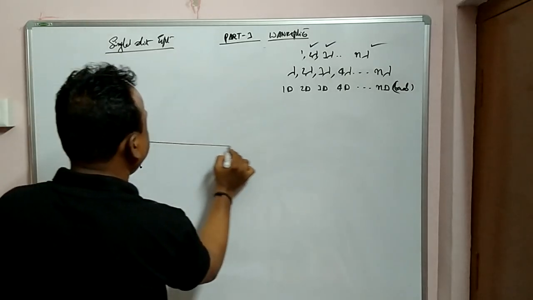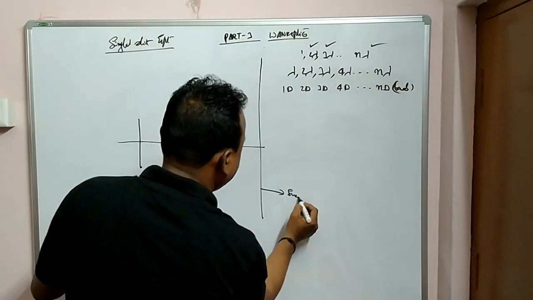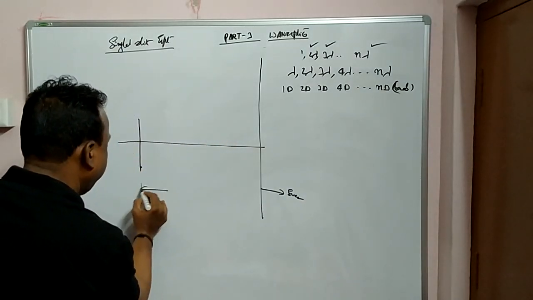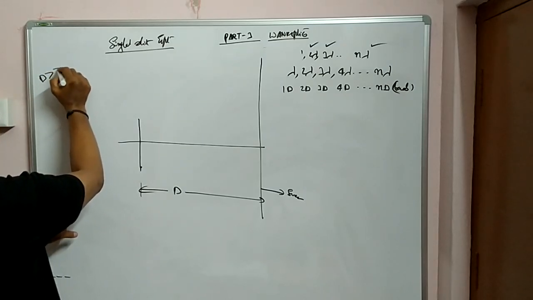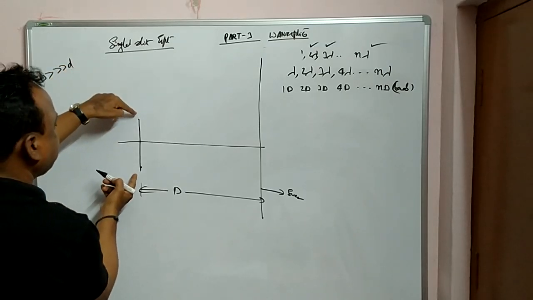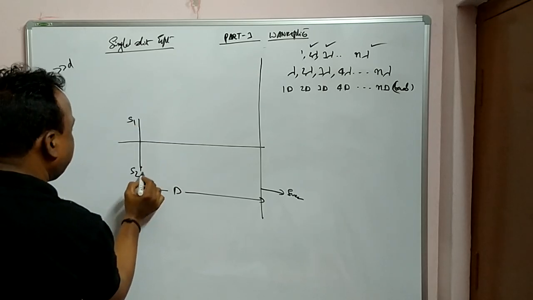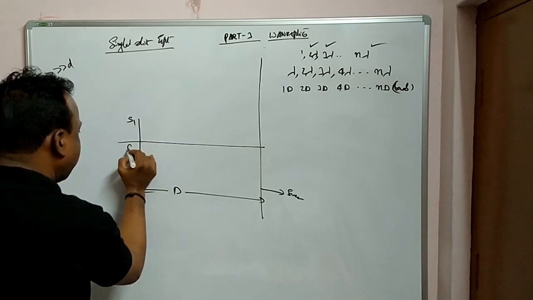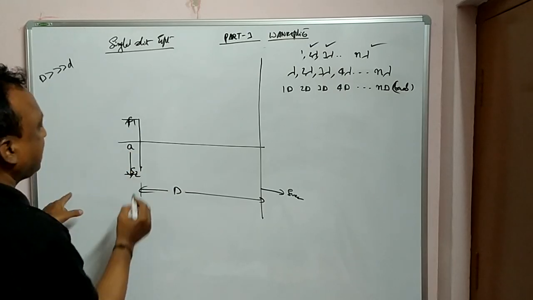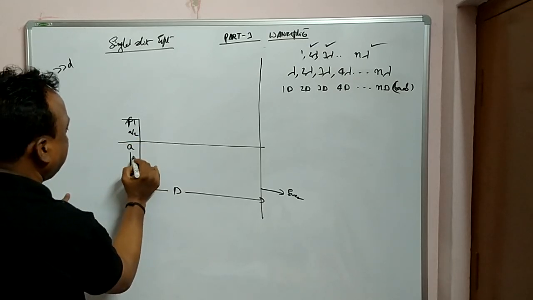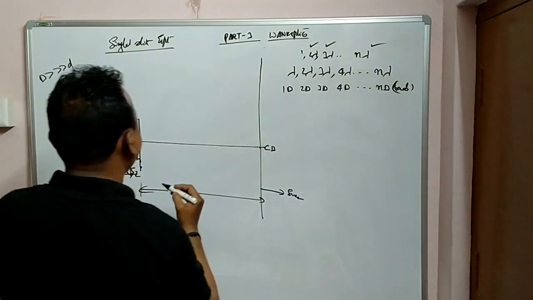This is the central one. This is the screen. And this is the distance, capital D. As usual, capital D is very much greater than small d. Distance between the single slit here, S1, S2, here I will take the distance as a. There I have taken d, here I will take as a. And it is a by 2, a by 2. This is the central band. Okay.